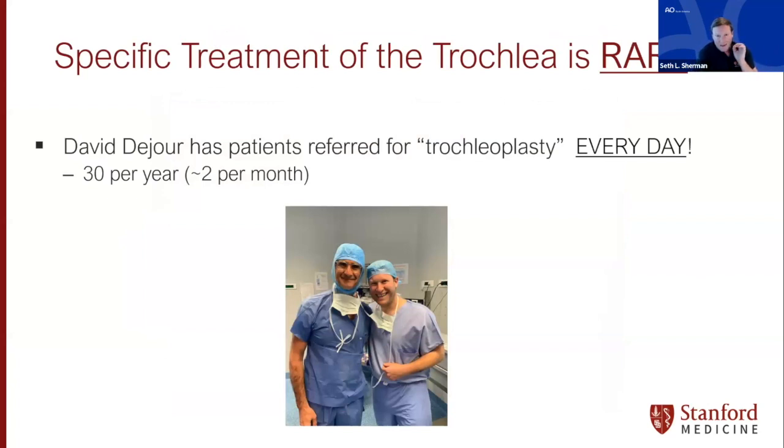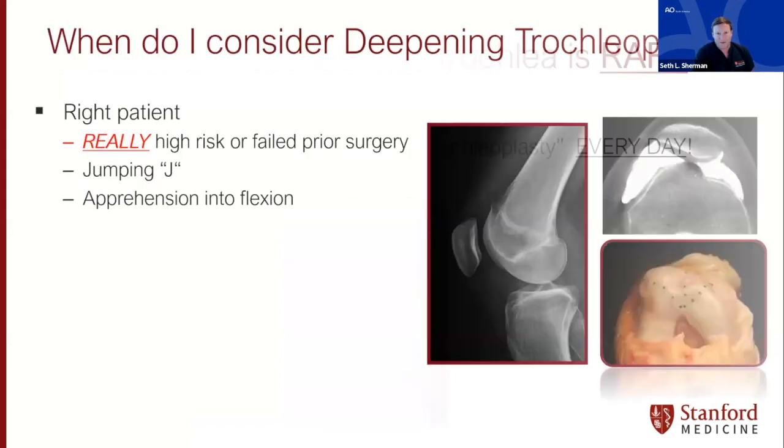And I think what I learned is that specific treatment of the trochlea is fairly rare. David Dejour has patients referred for trochleoplasty every day, and he does about 30 per year, 2 or so per month. That's not a huge number. So how many should all of the rest of us be doing, I think, is food for thought.